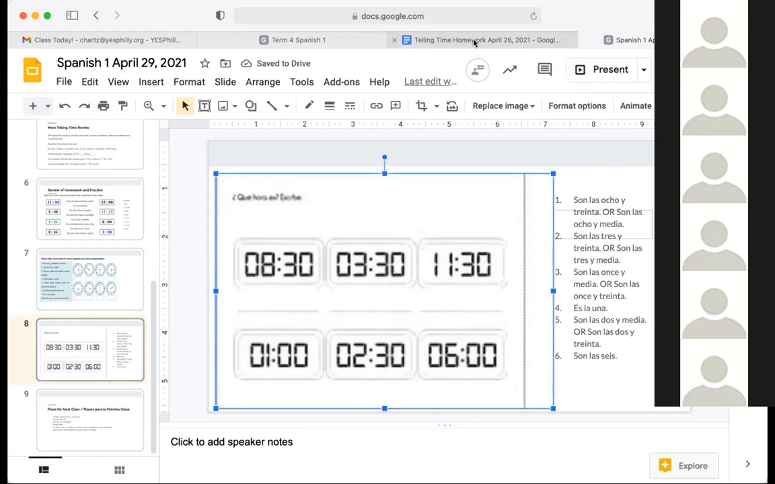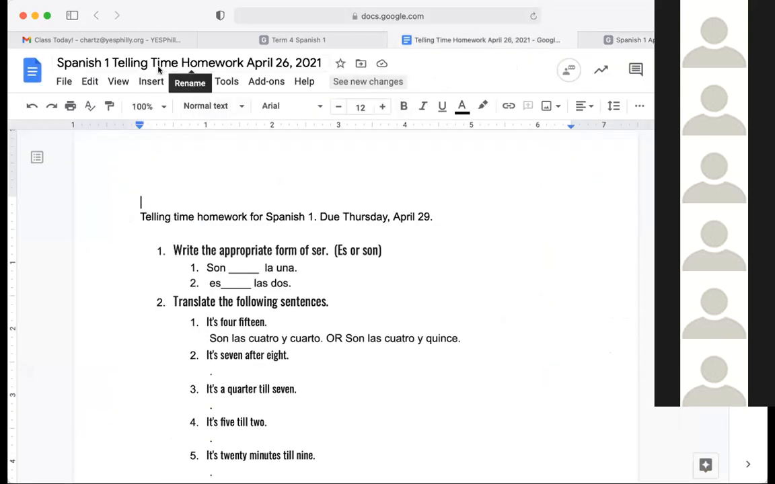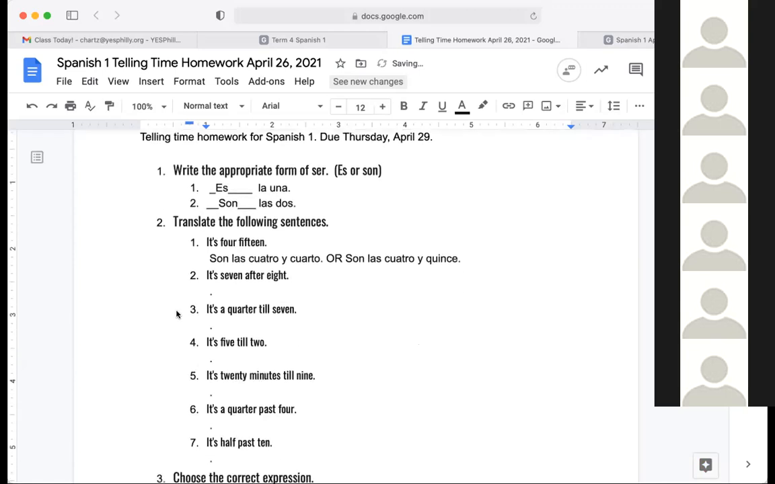That's all of the exercises that I have in the PowerPoint, but I figured that we could go over the homework for today. For the first one, it says to write the appropriate form of ser. So we're literally just going to write es or son. I already put it in here. Blank la una. Would it be es la una or son las una? Es la una. Yes. And for number 2, are we going to put es las dos or son las dos? Son las dos. Yep.